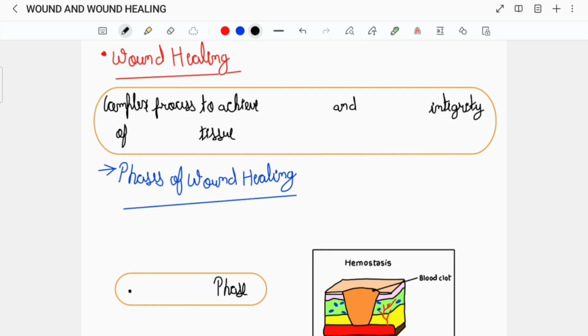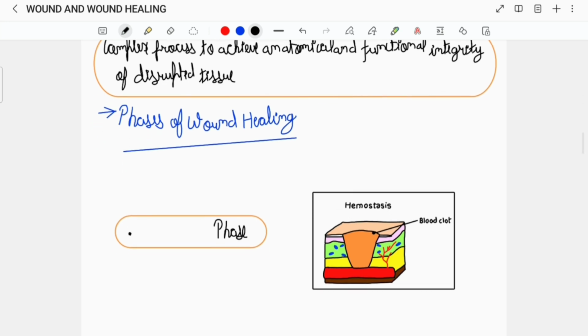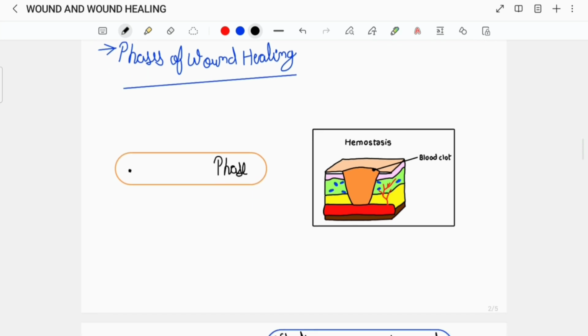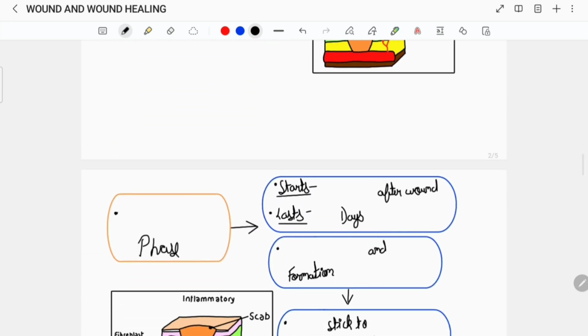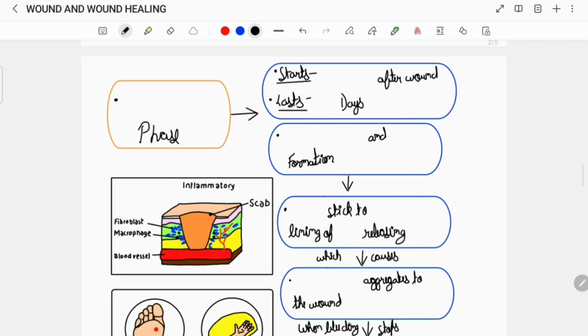Wound healing is a complex process to achieve anatomical and functional integrity of the disrupted tissue. Wound healing involves the following phases. The first phase is the hemostatic phase. The second phase is the inflammatory phase.